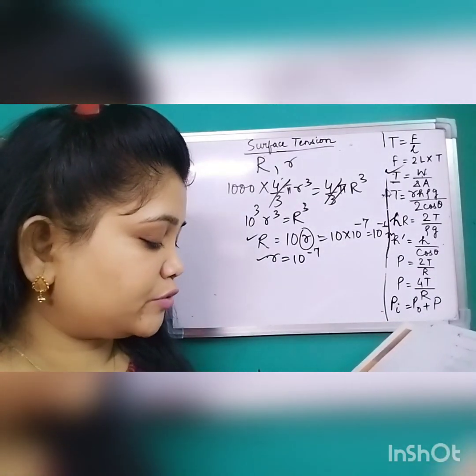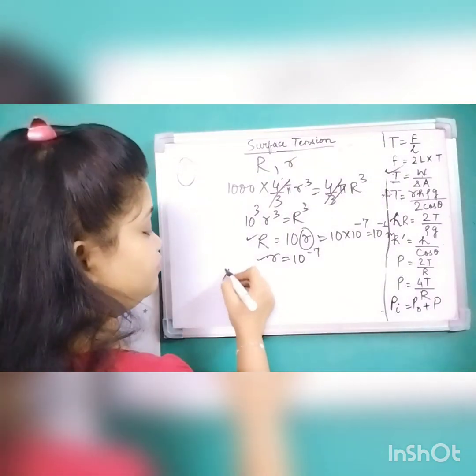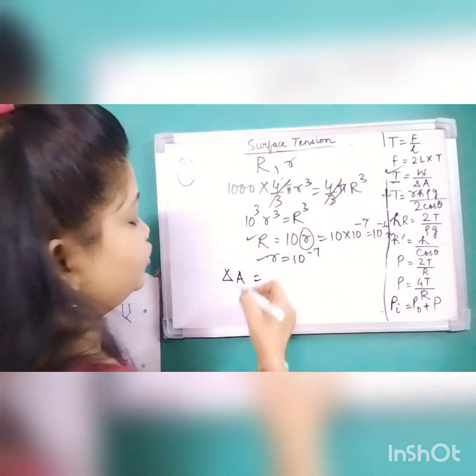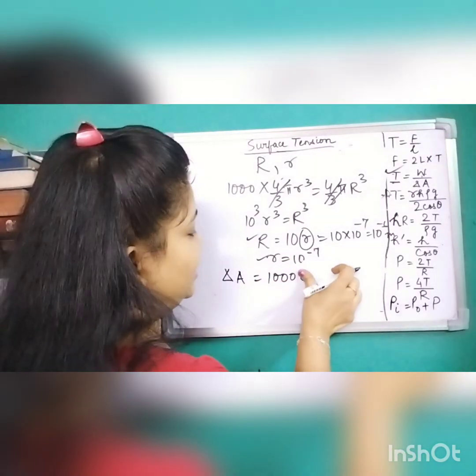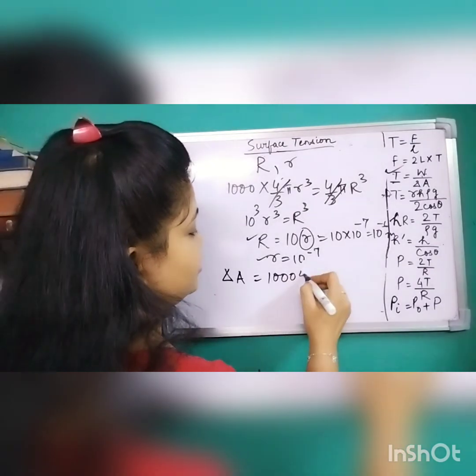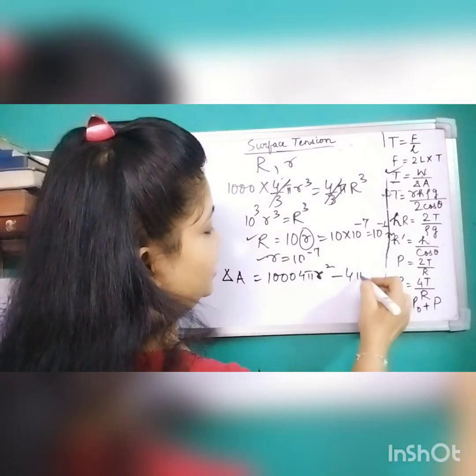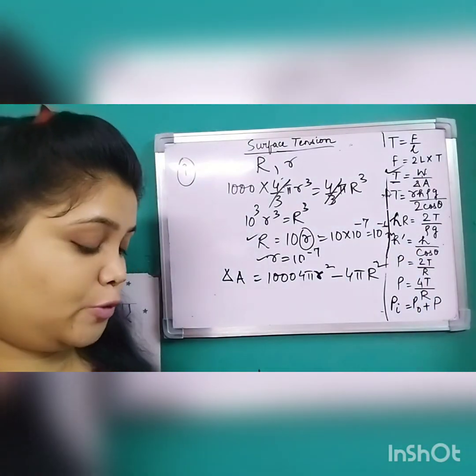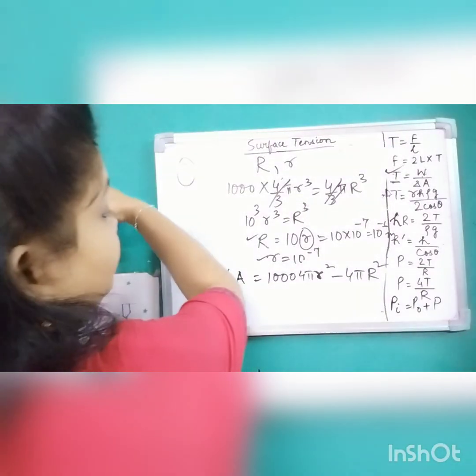Now what are we going to find out? We are going to find out the surface tension. Before finding that, let us find the change in area. Okay, so delta A is nothing but 1000 into 4 pi r square minus 4 pi, sorry, here I've made a mistake.